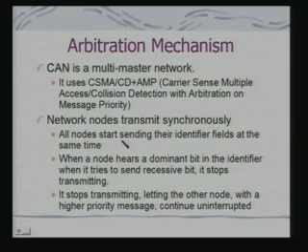So, all nodes start sending their identifier fields at the same time, synchronously. When a node hears a dominant bit in the identifier while it tries to send a recessive bit, it stops transmitting, letting the other node with the higher priority message continue uninterrupted, and this becomes automatically resolved with regard to priority. Why? Because the lower value has higher priority.